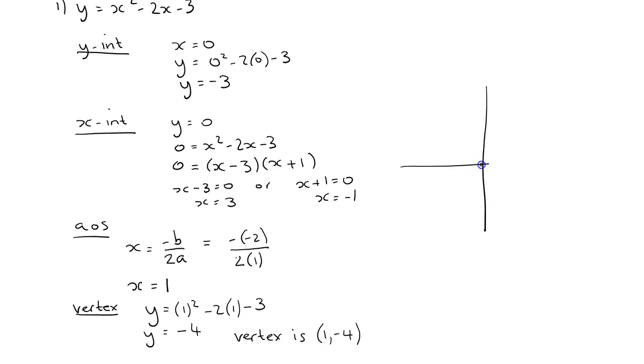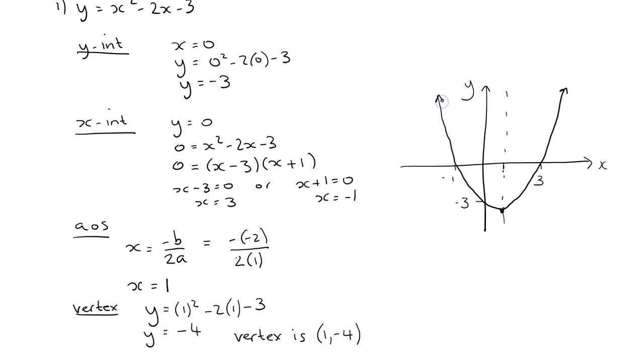So I'm going to do this over here. We have a y-intercept of minus 3. We have x-intercepts of minus 1 and 3. We have an axis of symmetry of x is equal to 1. And our vertex is on 1, minus 4. It's just down here. I will give it a go to try and sketch it and get through all of those points. There we go, that's a better one.